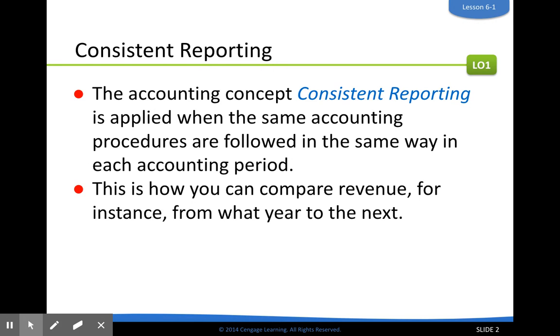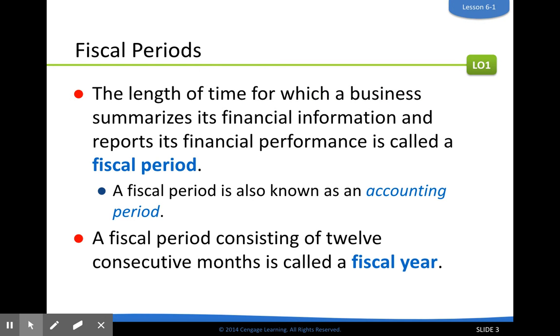So it's really important that we go back to that GAAP procedure called consistent reporting. This is applied when the same accounting procedures are followed in the same way in each accounting period. It's really important that you do the same thing every year, so that way you can compare from one year to the next. If you do things differently, you can't compare how much revenue you earned in one year to the next, and that might not be very helpful in making business decisions. So you need to be consistent in your reporting. So that's a really important thing as we come to these end of year procedures, making sure that we do them the same way each year.